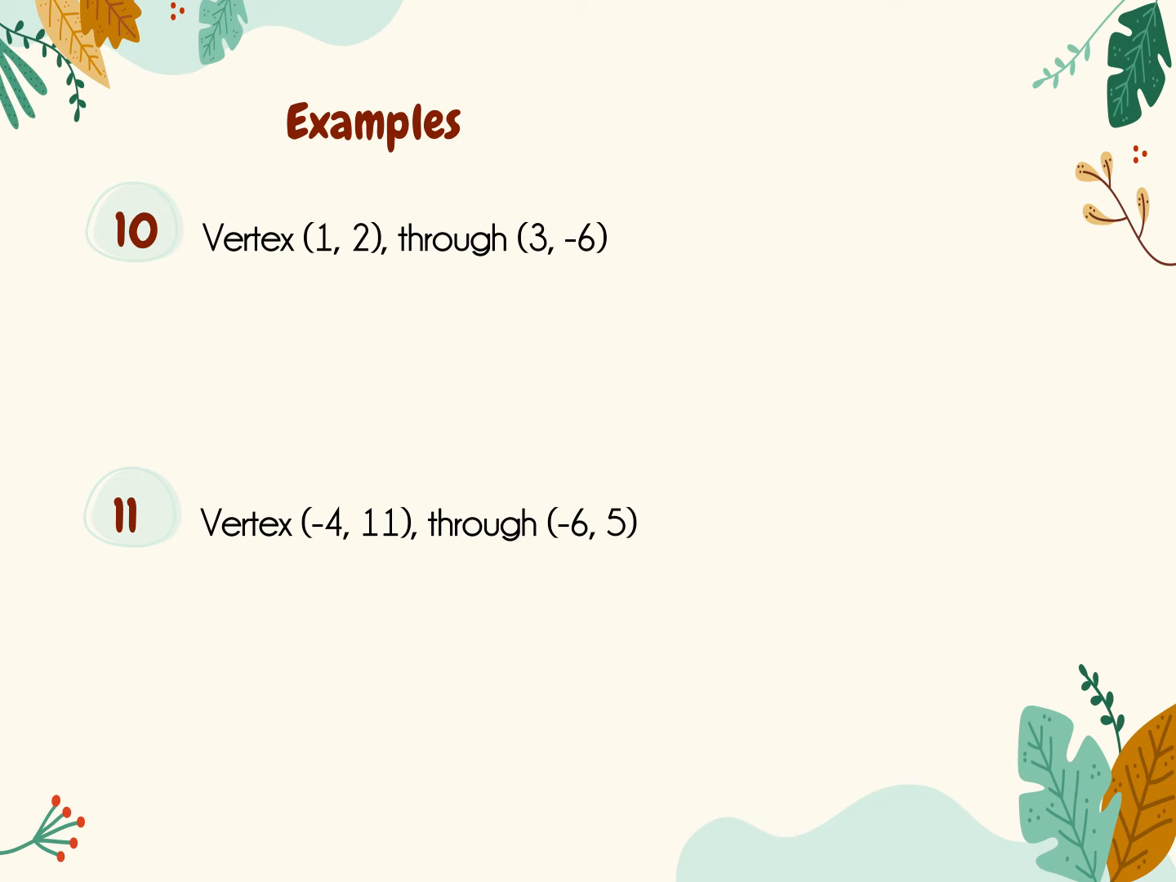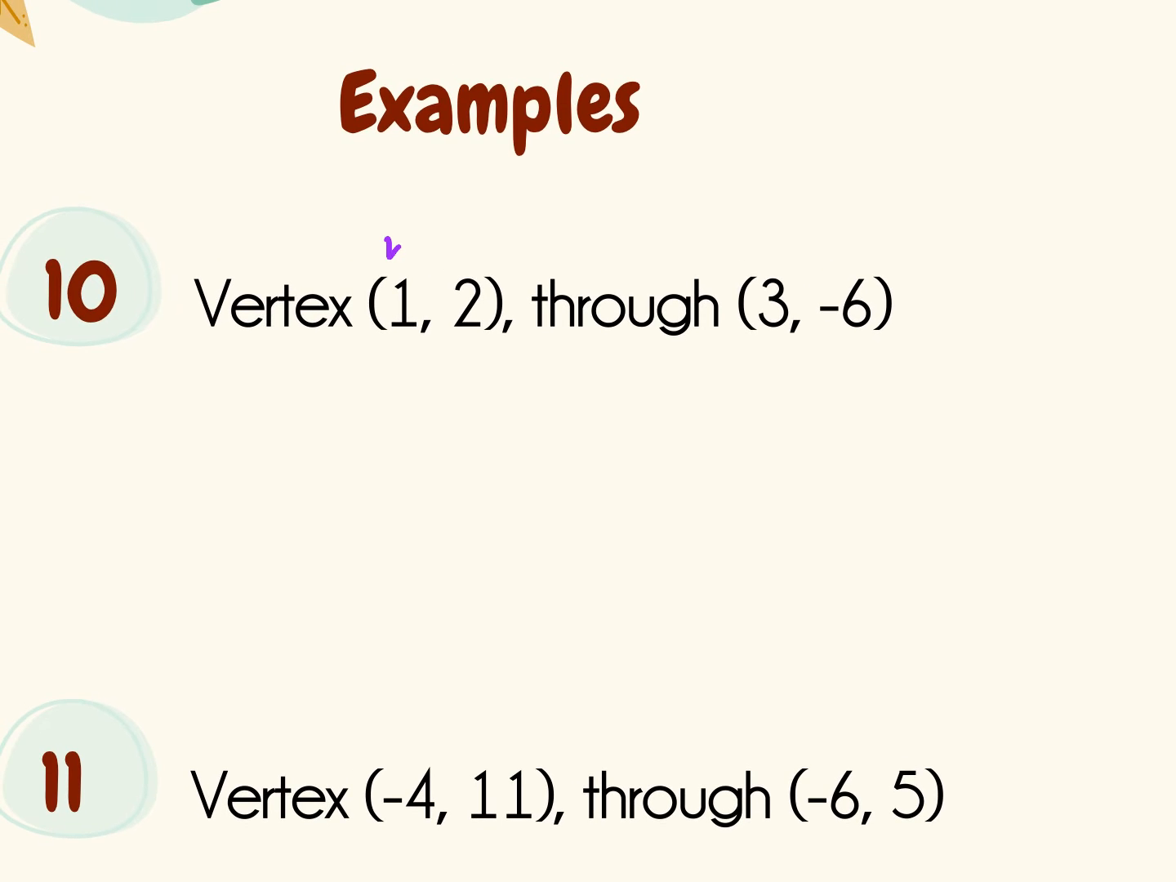And the questions will look something like this, okay? The vertex is 1, 2, and it passes through 3, -6. The directions would say find the equation in standard form. So this is my h, and this is my k, and this is my x, and this is my y. You cannot reverse those. It's important that the vertex is the vertex and the point is the point. And then I'm going to plug it into y equals a parentheses x minus h squared plus k.